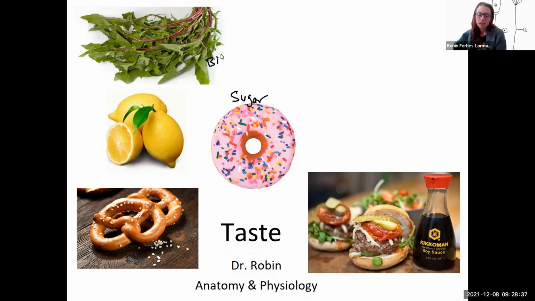Bitter, not all bitter things are bad for you, but poisons are bitter. So probably something evolutionarily relevant. Salt, also beneficial, a nutrient. Sour, and then the last one is umami. So unlike smells where there's thousands of different molecules and different receptors, these are the 5 basic tastes.